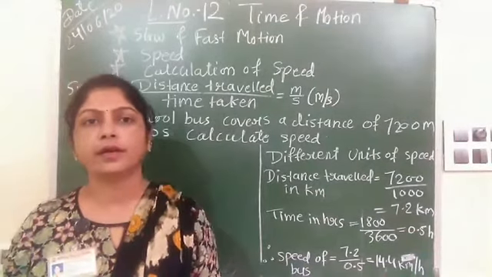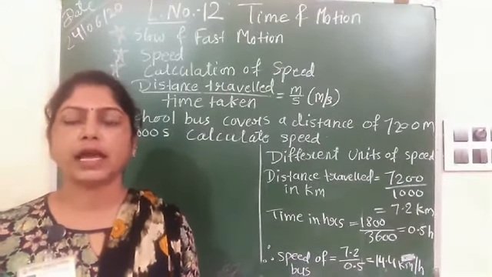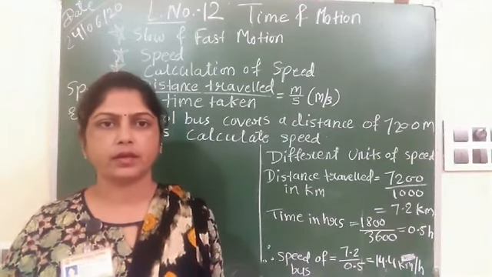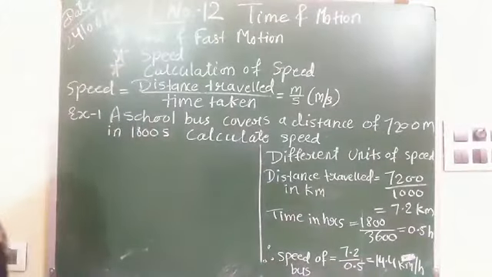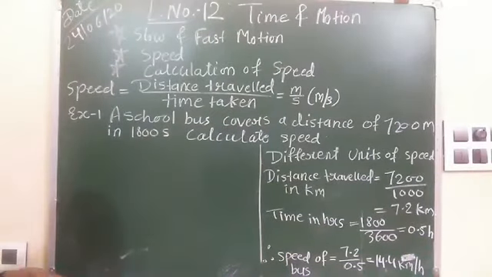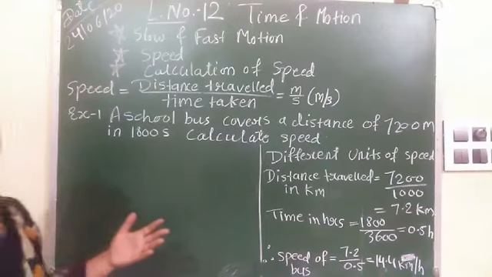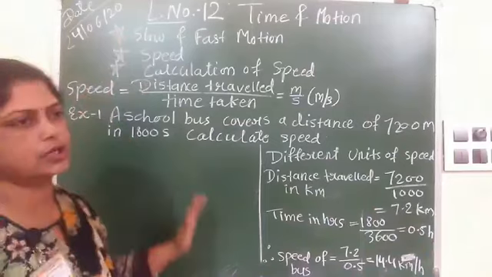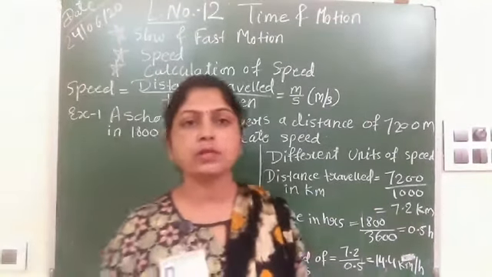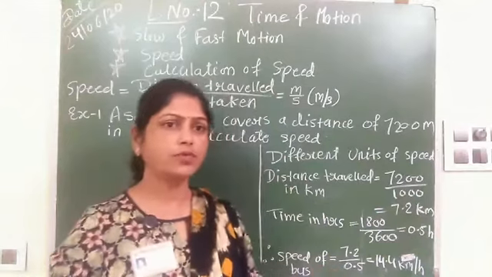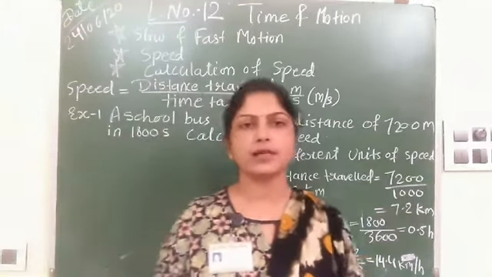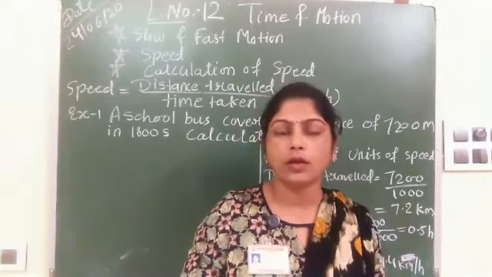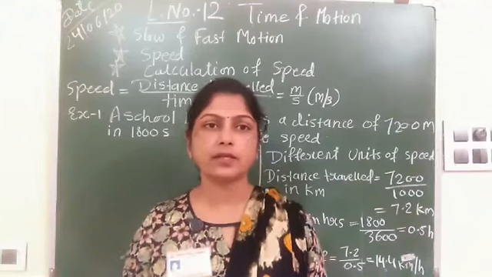So children, what do you mean by motion? Any object that is moving is said to be in motion. So if any object changes its position with respect to its point, that is called the motion. Now, slow and fast motion. Some objects move slow, some objects move fast. Snail moves slow, car moves fast, ship moves slow, aeroplane moves fast, tortoise moves slow, and hare moves fast.